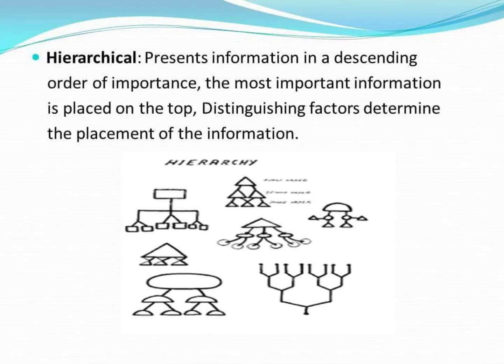The second one is hierarchical. Hierarchical presents information in descending order of importance. The most important information is placed on the top. Distinguishing factors determine the placement of the information. As you can see in the picture, this is the example of hierarchical.